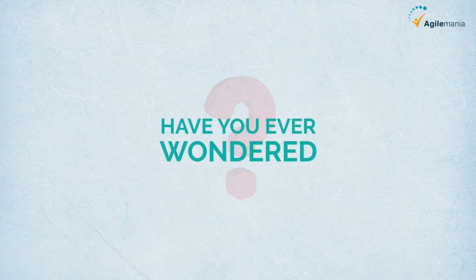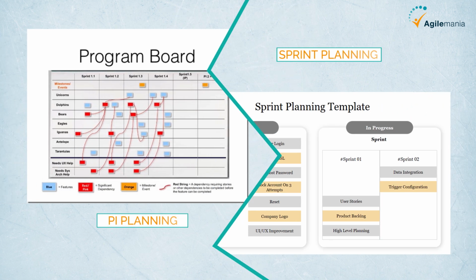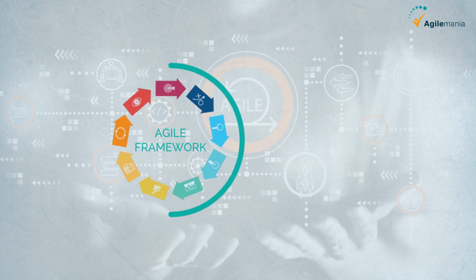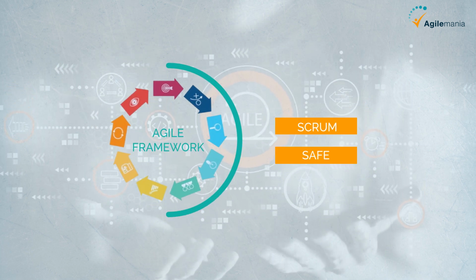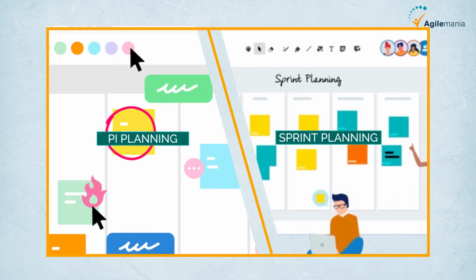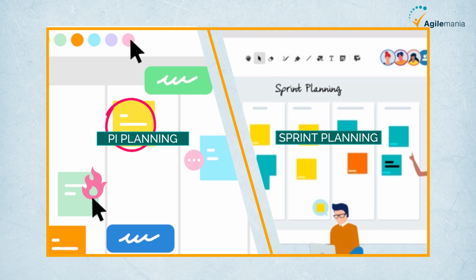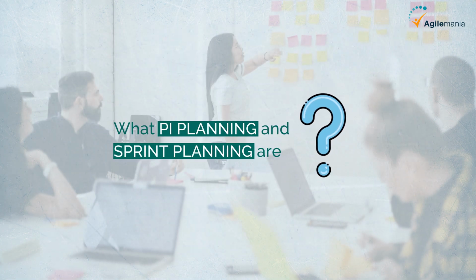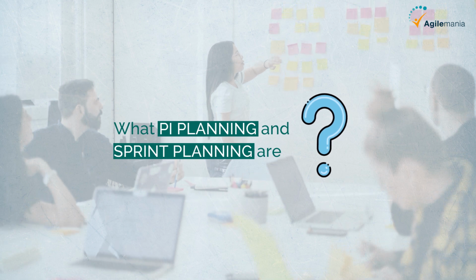Have you ever wondered what the difference is between PI planning and sprint planning? As core events in Agile frameworks like Scrum and SAFe, understanding when and how to use each is key. In this video, we'll compare these two planning methods across 8 aspects so you can decide which approach works best for your team. First, let's define what PI planning and sprint planning are.